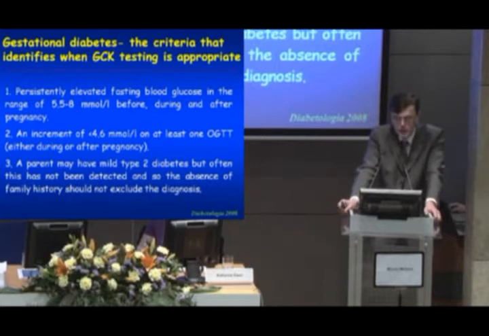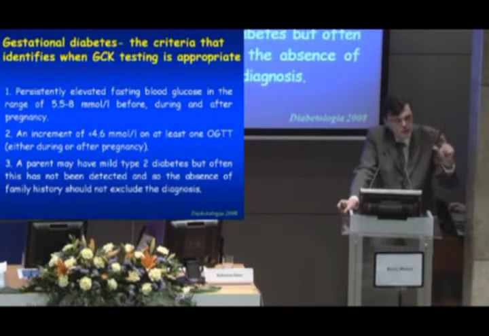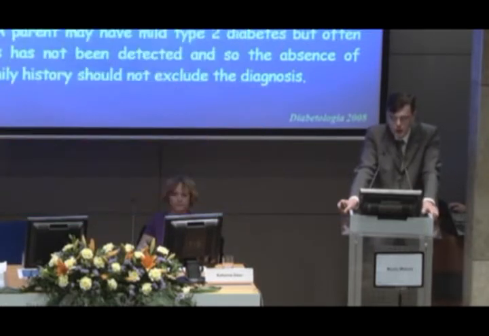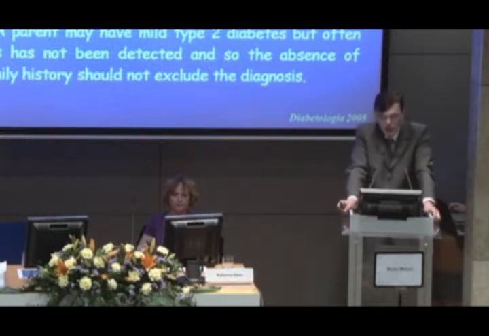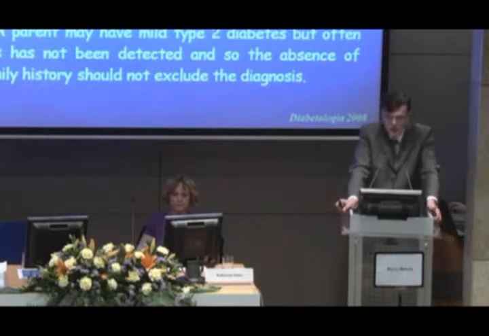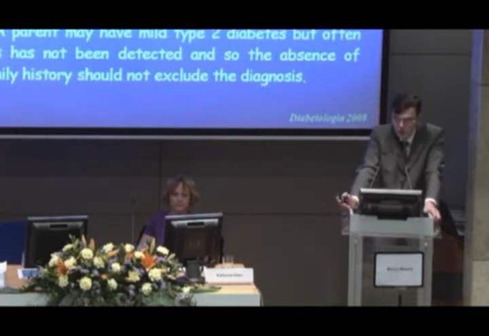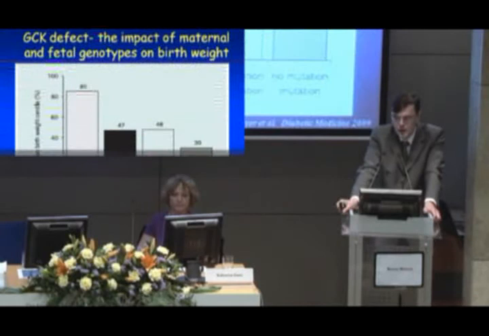Think about it when you see persistently elevated fasting blood glucose in the range that is typical for this form of diabetes, before, during and after the pregnancy. Again, the increment is relatively small. And as said before, a parent may have mild type 2 diabetes, but often this has not been detected, so the absence of family history should not exclude the diagnosis.